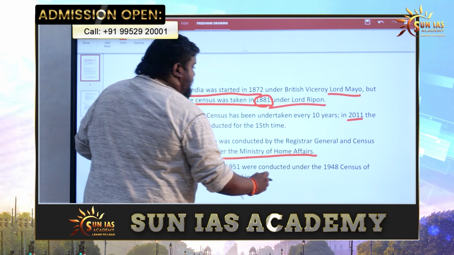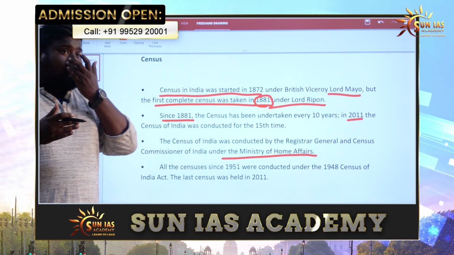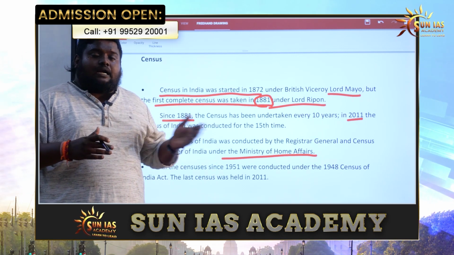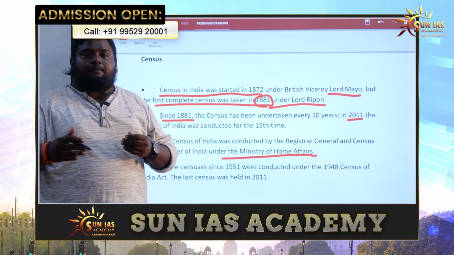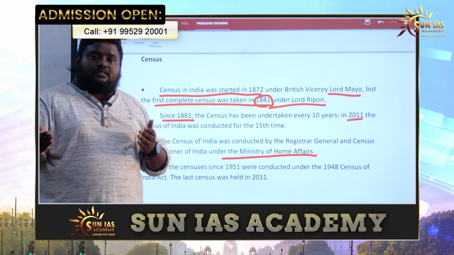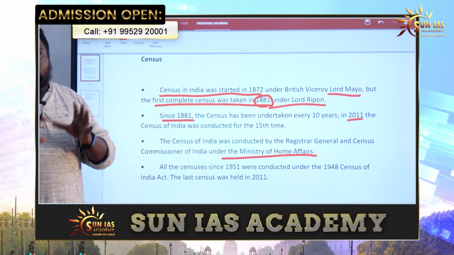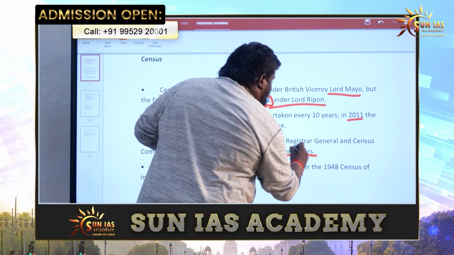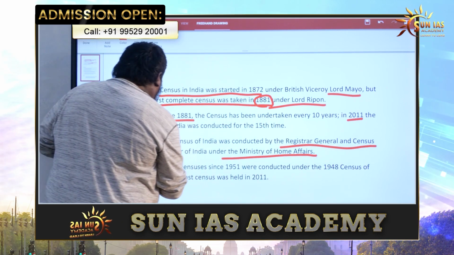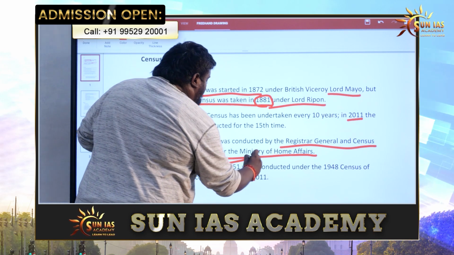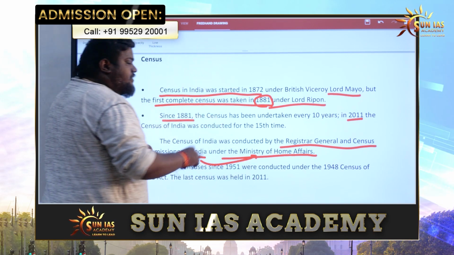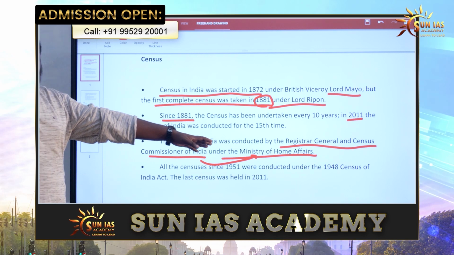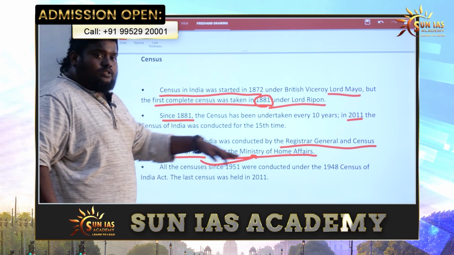During the CAA problem also, lots of problems came regarding the NPR, National Population Register, as well as the CAA. There were lots of problems going on. The census is conducted by the Registrar General and Census Commissioner of India, which is under the Ministry of Home Affairs. The Home Affairs is the sole registry for the census as well as citizenship.